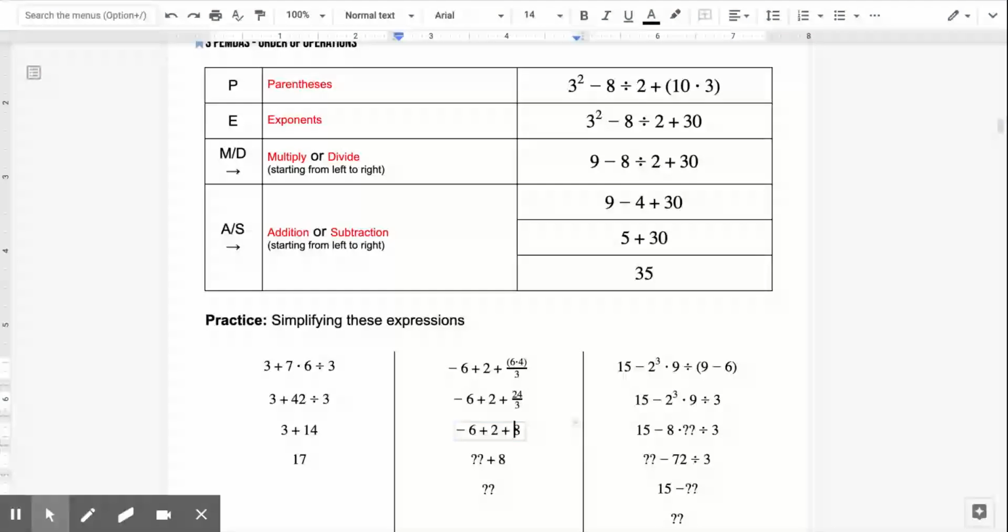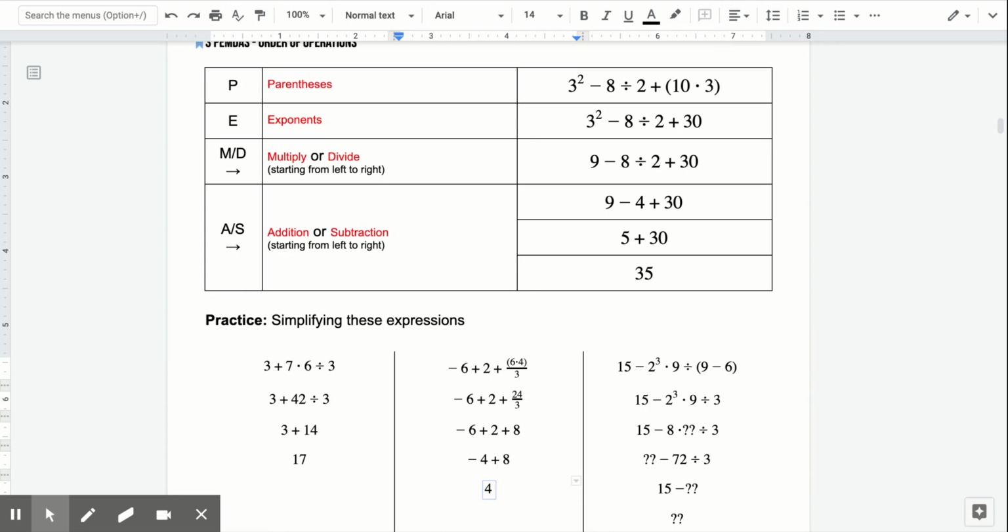So last step is addition or subtraction. With addition or subtraction, move from the left to the right. So we have negative 6 plus 2, giving us negative 4 plus 8 now. And then finally, our last step is negative 4 plus 8, giving us our answer of 4.